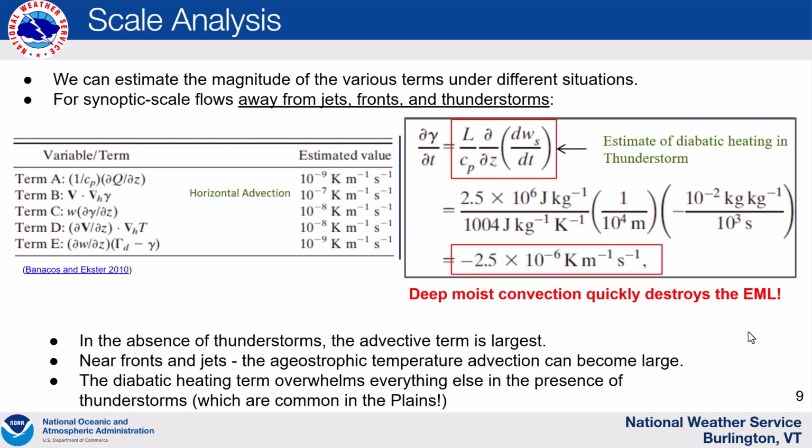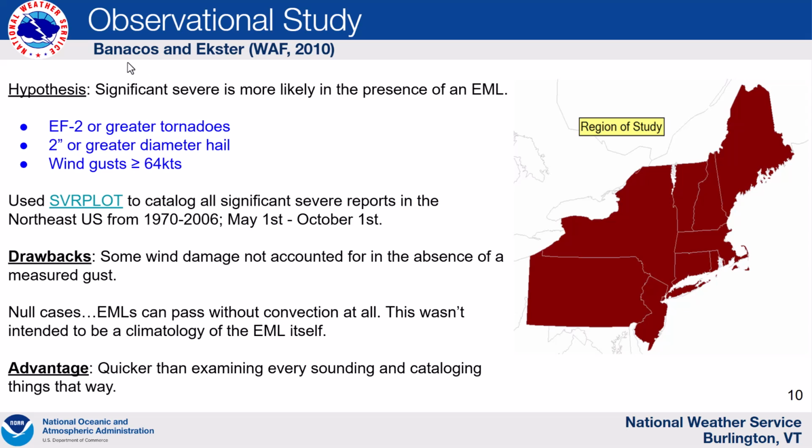In an observational study by Banacos and Ekster, we had a hypothesis that significant severe weather is more likely in the presence of an EML because it establishes a thermodynamic environment that is reminiscent of what we see relatively frequently in the Great Plains. As a reminder, significant severe is defined by EF2 or greater intensity tornadoes, 2-inch or greater diameter hail, and wind gusts at or above 64 knots, which is hurricane strength.